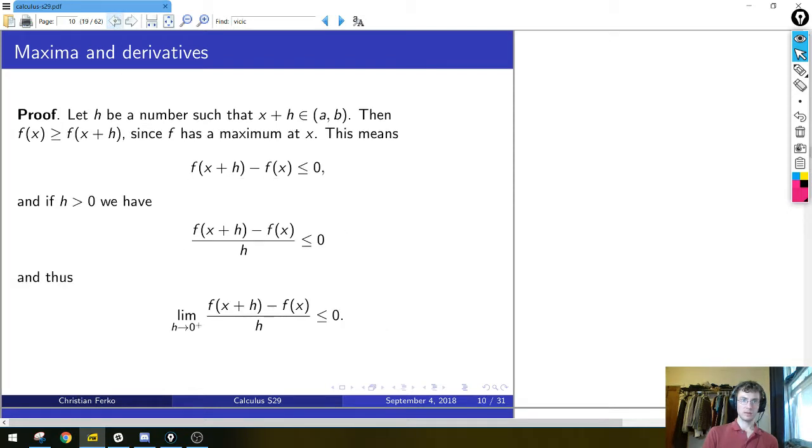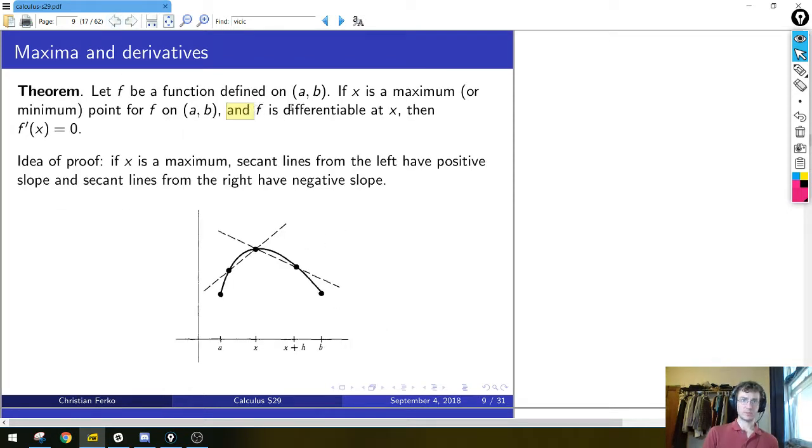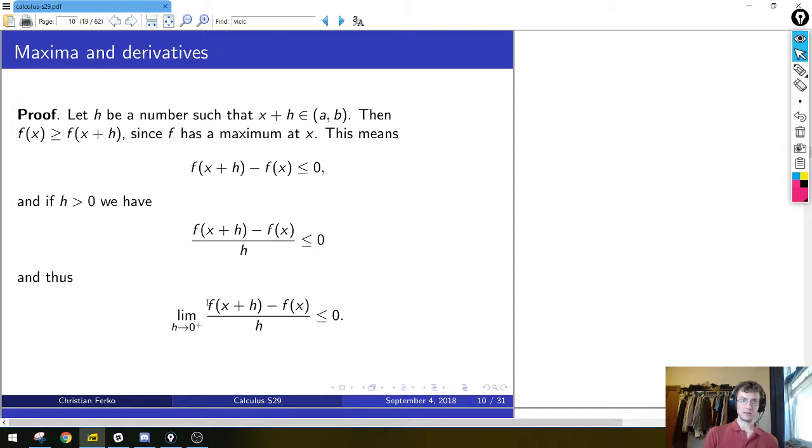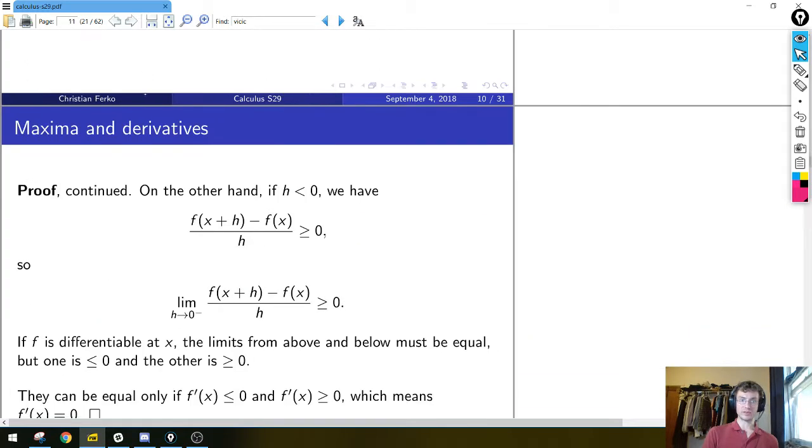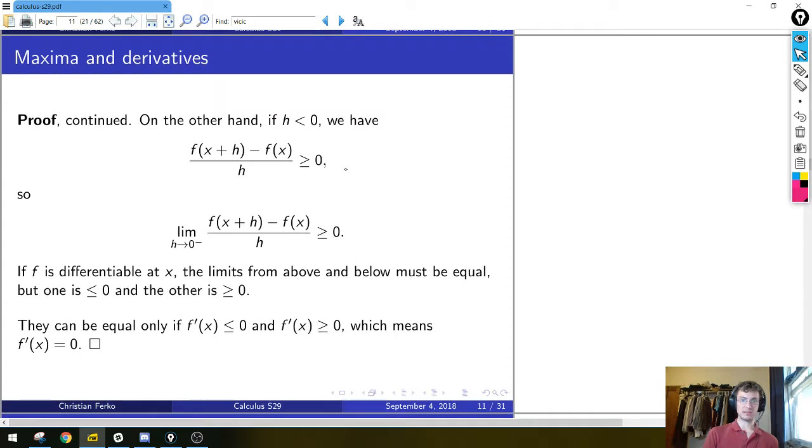Now this is where we use this assumption. We explicitly assumed that f is differentiable at x. And the definition of differentiable is that this limit as h goes to 0 exists. So if the limit exists, that means the two one-sided limits, from above and below, must be equal. If the limit as h goes to 0 from both sides exists, then it must agree on the left and the right.